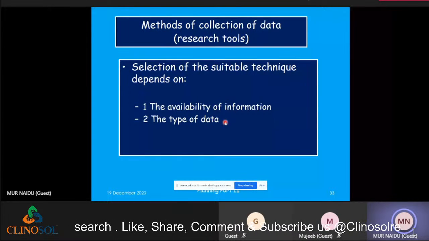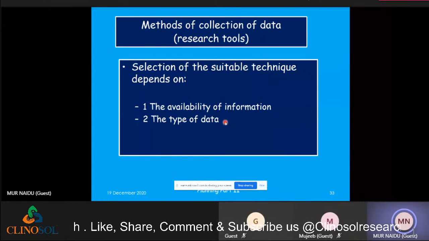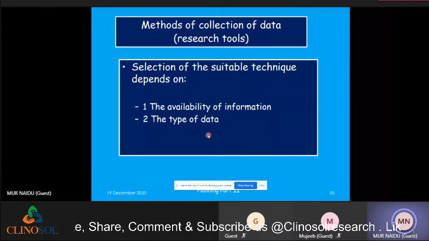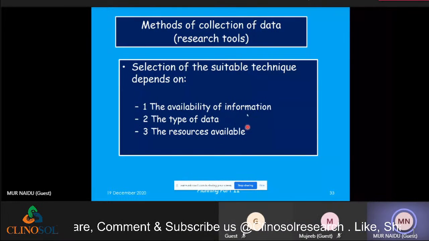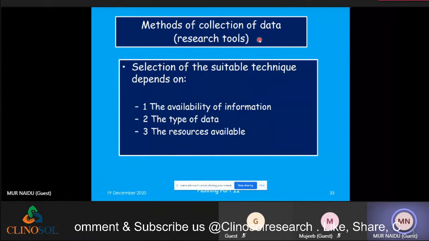Resource available. You may be trying to use a particular research tool, but it may not be available. So you should be careful that the research tool you are selecting should be available to you during the clinical trial. Then the characteristics of the tool are also very, very important.